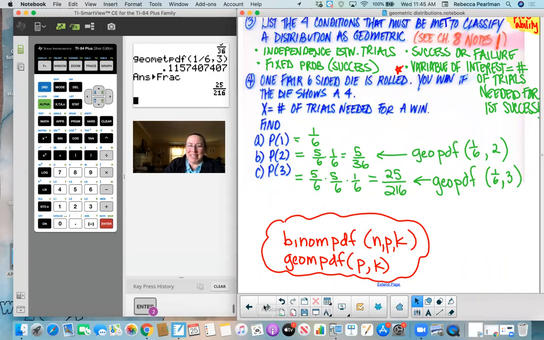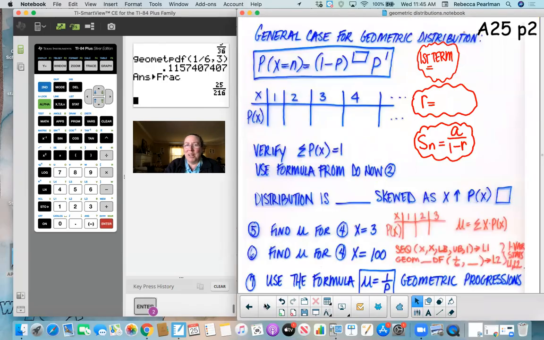Next slide, everybody. We're still in A25. So now we're going to look at the general case. So success on the first trial, that's P. This means success, first success on second trial. So this is miss on first and win on second. So here we have P. Here we have 1 minus P, the quantity, times P.